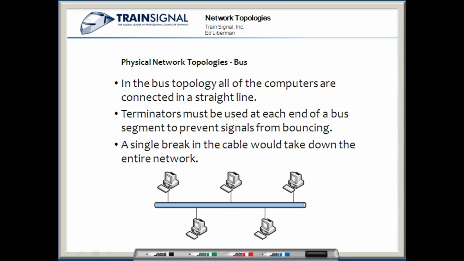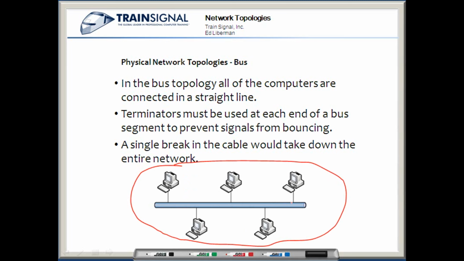So, taking a look at the physical network topologies. The first one I want to talk to you about is called the bus. Now, in the bus topology, all of the computers are connected in a straight line on a single cable segment. And I have that illustrated for you down here at the bottom of the screen. Okay, here we have 5 computers and they're all connected to one cable segment.